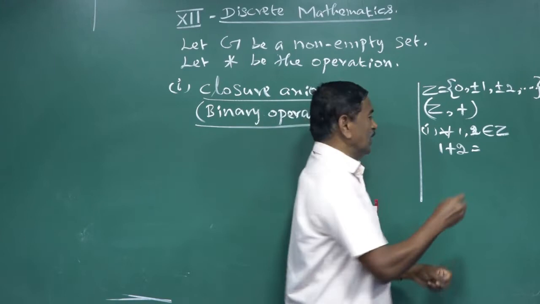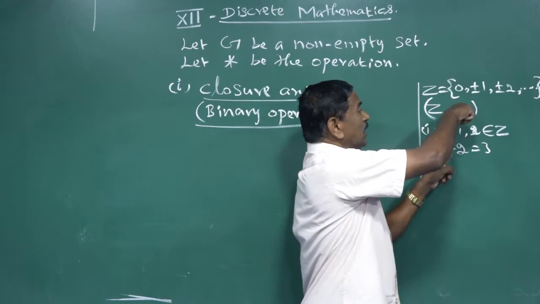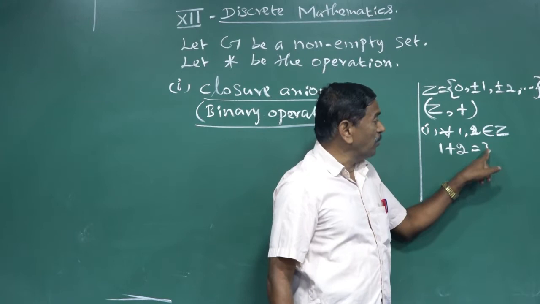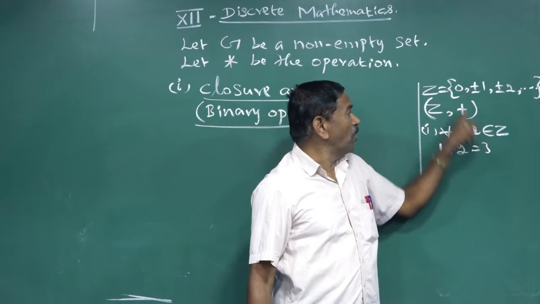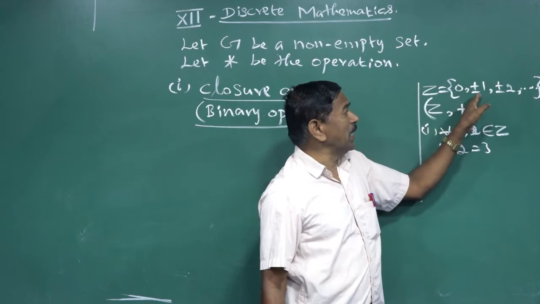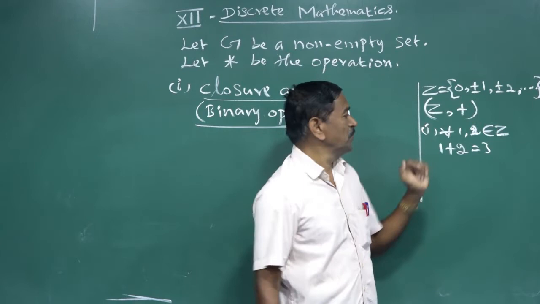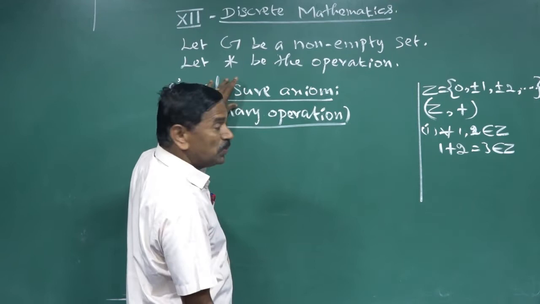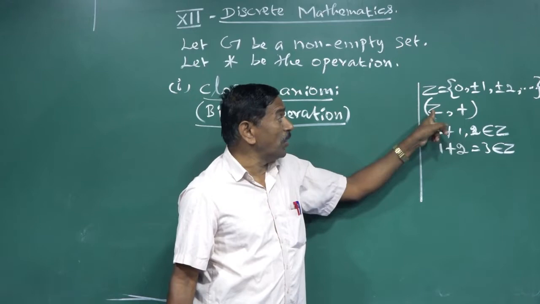Now we are selecting any two numbers, and we are putting the given operation in the middle and you are going to get one answer. Now, can you tell me whether this answer belongs to the given set or not? Yes, 3 belongs to Z, because Z equals 0, plus or minus 1, plus or minus 2, plus or minus 3, etc. It is an infinite set. So this 3 also belongs to Z. Therefore, the closure axiom is true. That is, plus is a binary operation on Z.